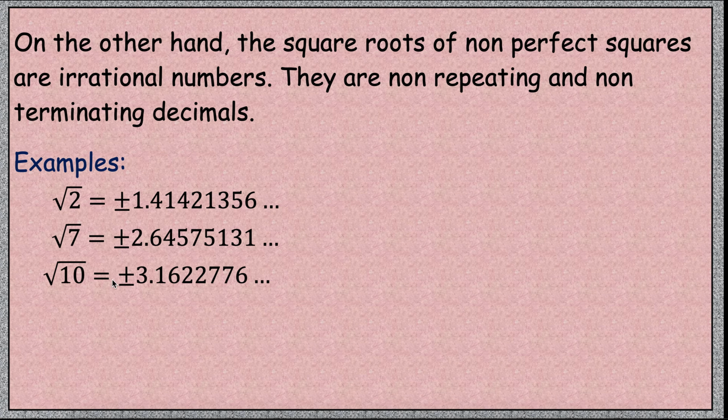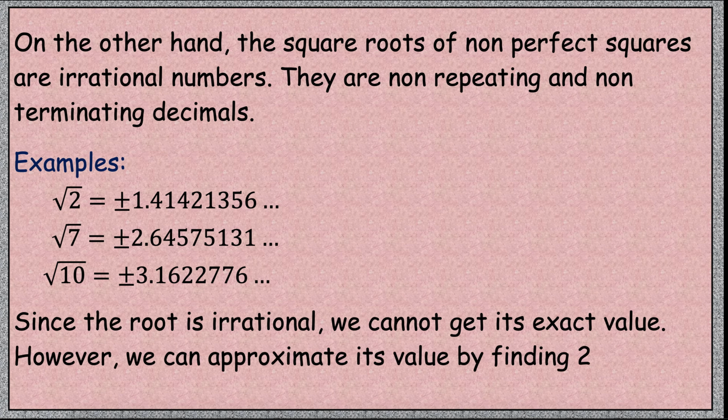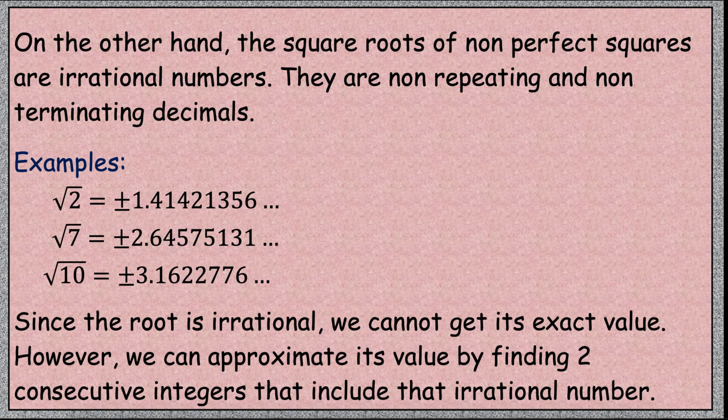The square root of 10 is positive or negative 3.1622776 and so on. Since the root is irrational, we cannot get its exact value. However, we can approximate its value by finding two consecutive integers that include that irrational number.